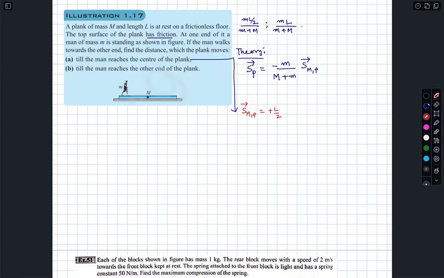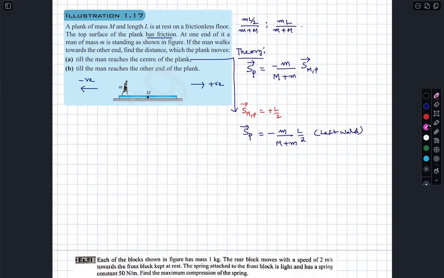So therefore, from this the displacement of the plank is simply minus small m by capital M plus small m times L by 2. Negative sign indicates this is the positive side, and any direction leftwards, we will take it as negative. So the plank is moving leftwards by that much amount.